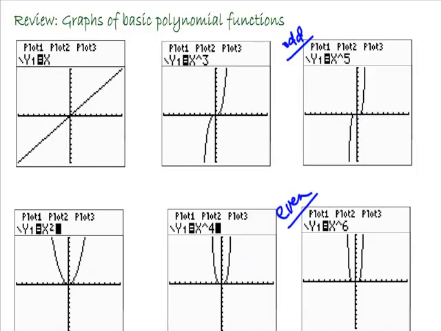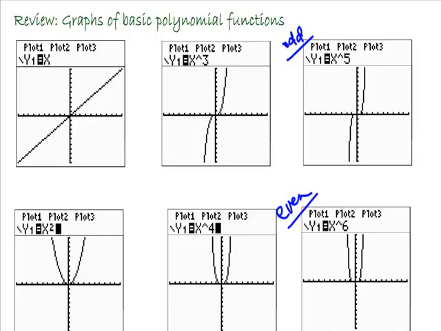And another thing to note about that is when it's odd, it's doing opposite things across the y-axis, right? If it's down on one side of the y-axis, it's going to be up on the other side of the y-axis. When it's an even function, it's doing equal things on each side of the y-axis. So if it's up on the left, it's going to be up on the right. So keep that in mind.